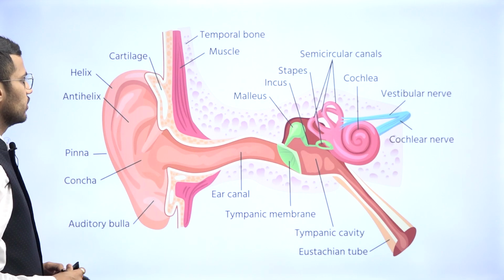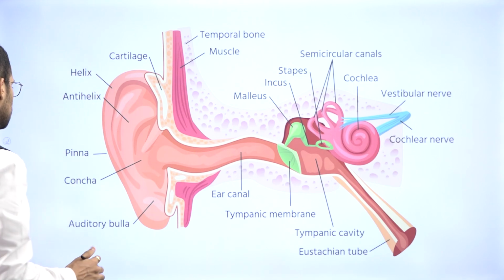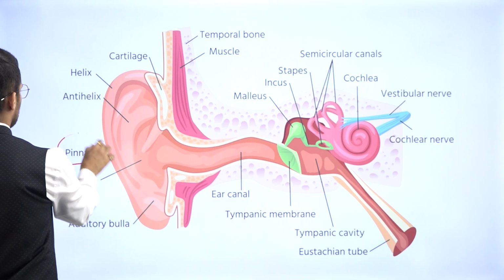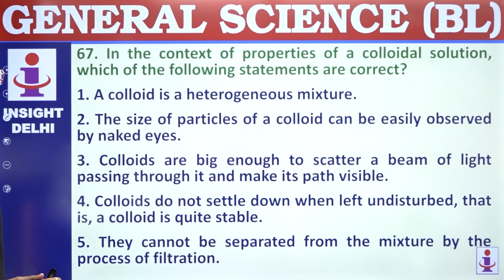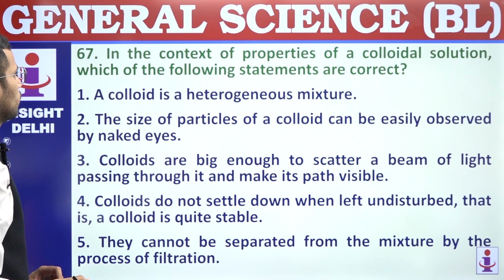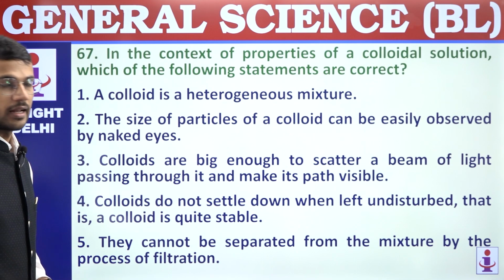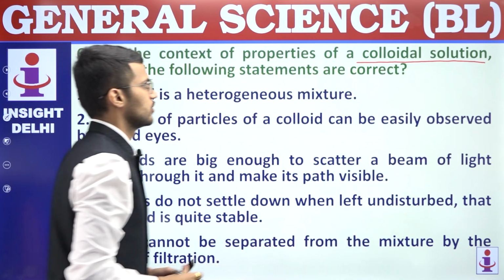So this is how the human ear looks, right? So this is the pinna, which is the outermost part of the ear. Next, 67. In the context of properties of colloidal solution, which of the following statements are correct? So the question is related to colloidal solution.